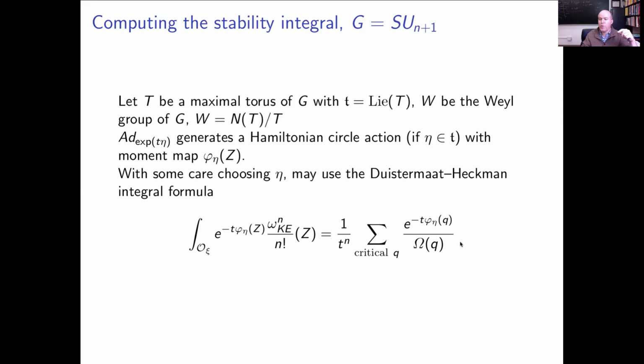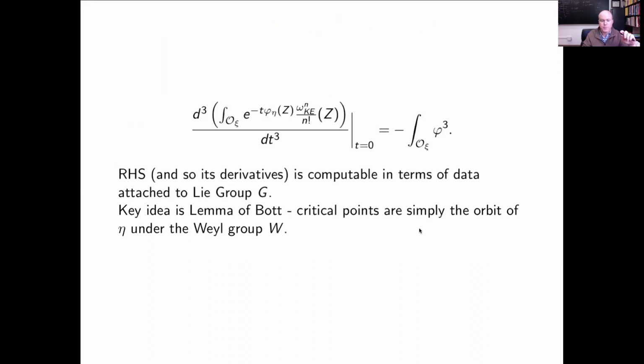This is something that we can compute in terms of root space data. We have to differentiate it 3 times and compute it in terms of root space data. That's where the computation gets involved. So the right-hand side and its derivatives can be computed in terms of data attached to the Lie group. And the main idea is this lemma of Bott. For this function, this is how we started studying this function, the critical points exactly arise as the orbit of eta under the Weyl group.